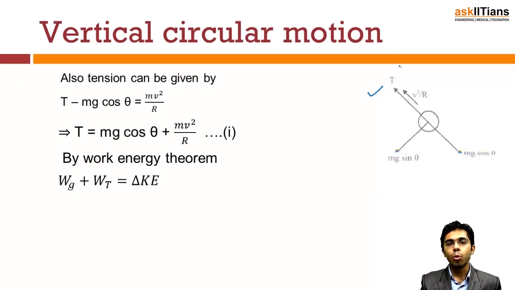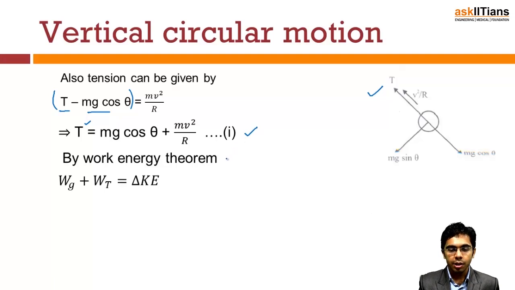As the body is moving in a vertical circular motion, there must be some force towards the center which provides the required centripetal force. So T minus mg cos theta will provide the required centripetal force. Therefore T minus mg cos theta equals m v square by r. Hence T equals mg cos theta plus m v square by r. Let's take this as equation number 1.